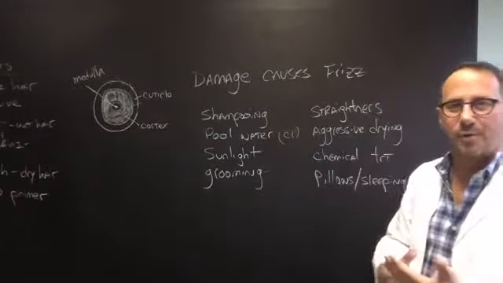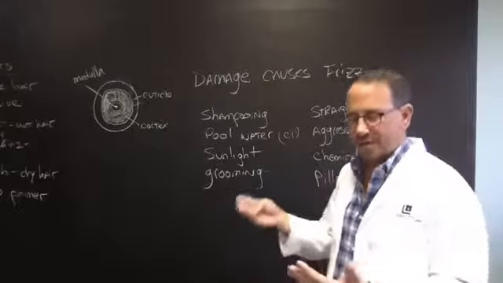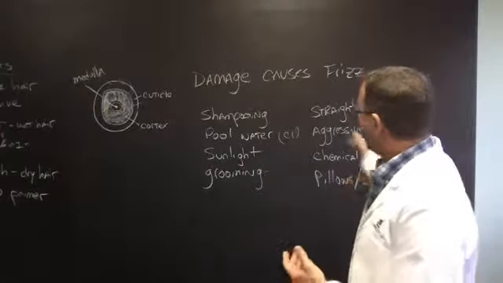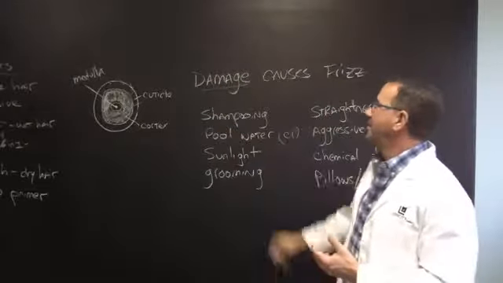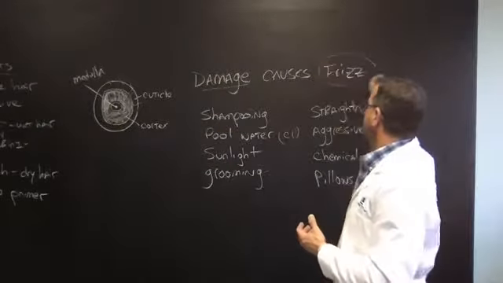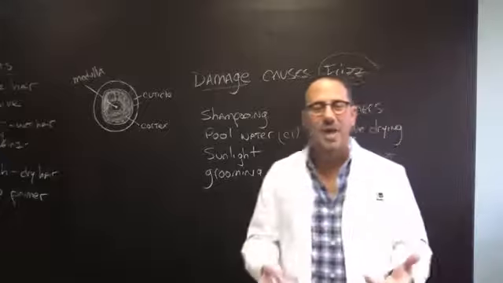Also chemical treatments. This is coloring, this is permanent waving, perming, things like this. All of these things contribute and cause damage, and then damage results in frizz. So again, the frizz is happening for a couple of reasons.